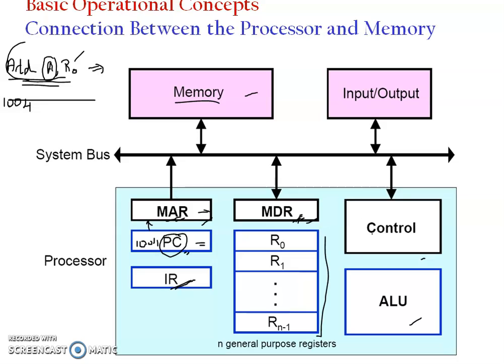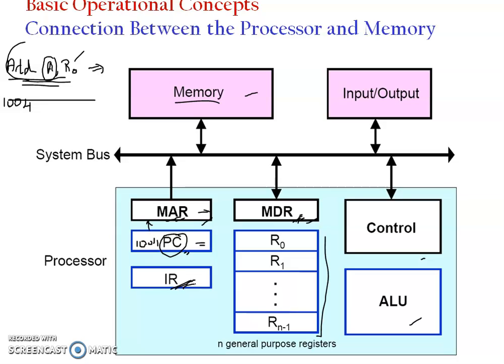The control unit initiates a read control signal, which helps in retrieving this instruction from the memory, and it will be placed in the MDR register. Once the instruction is fetched from the memory, it will be placed in the instruction register, which holds the current instruction that needs to be executed.